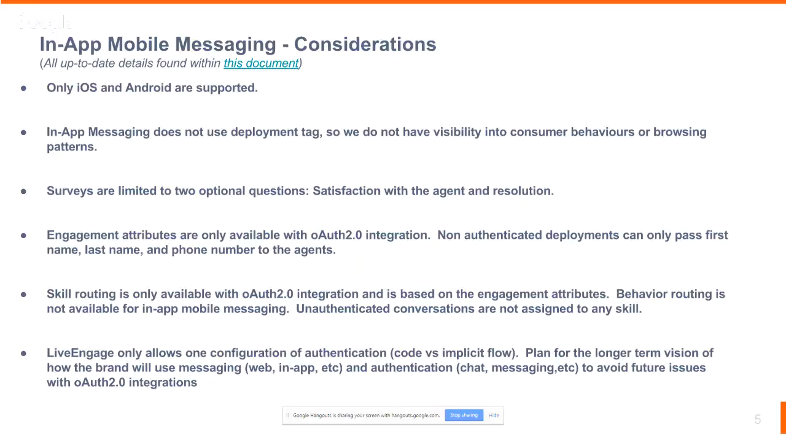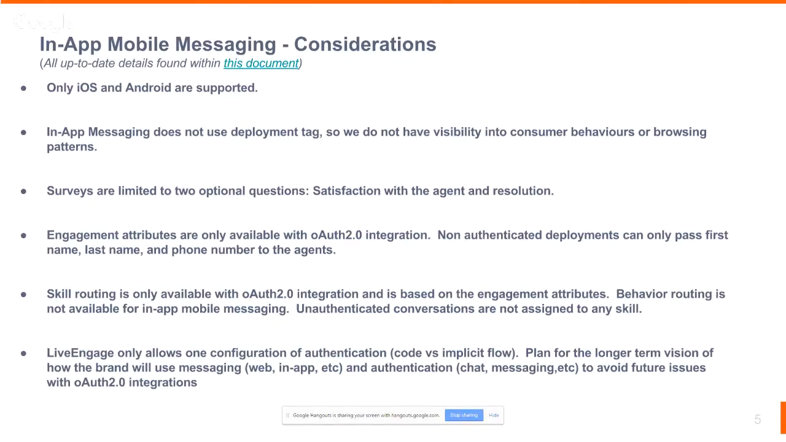Skill routing is also only available with authenticated integration and is based on the engagement attributes. This means that we can route to skill based on customer type and other customer profile type values or knowledge of the customer. We cannot route based on behavior at this time. Unauthenticated conversations are not assigned to any skill.